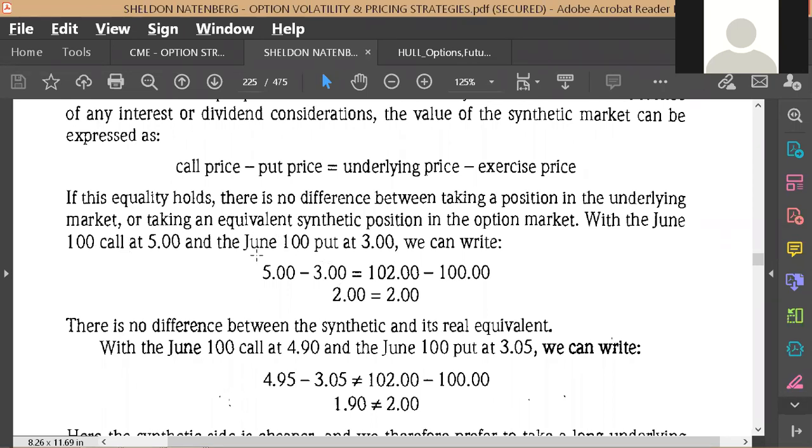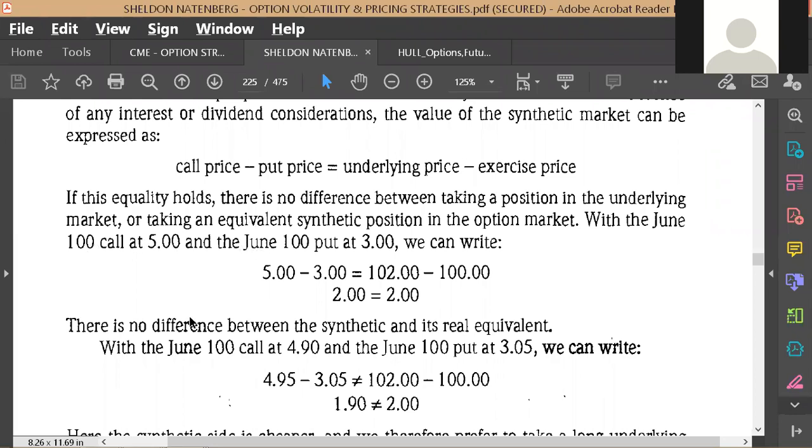Now, if the price is below 100, the call is worthless, and the person who has bought the put from me will exercise the put and force me to buy the stock at 100. So in either case, I go long the stock at 100. Is this clear? If you go long 100 call and short 100 put, then at expiration, either the price is above 100 or the price is below 100. In either case, you end up going long the stock at 100.